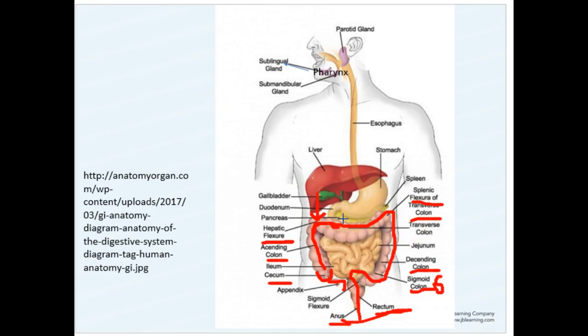Liver, gallbladder, and the biliary system, which is just the tubes that drain bile, we're going to talk about in a separate picture.